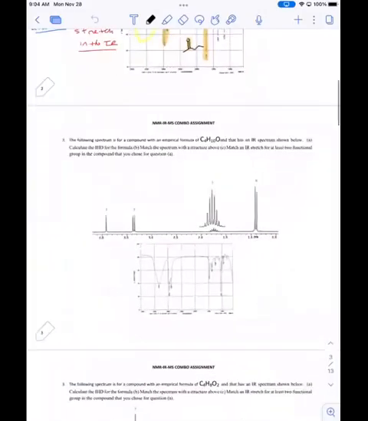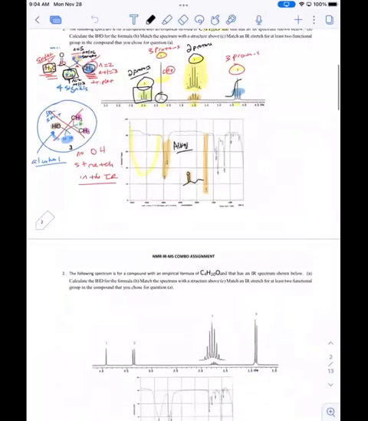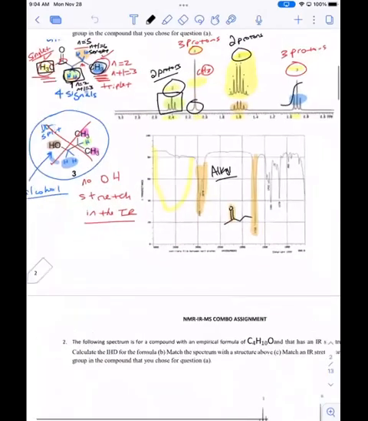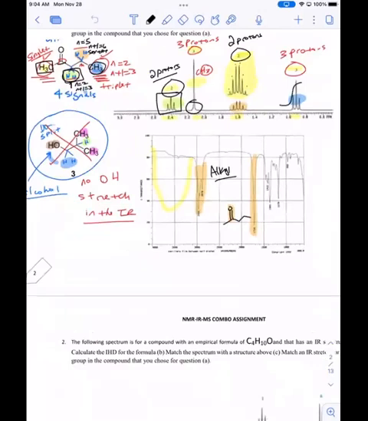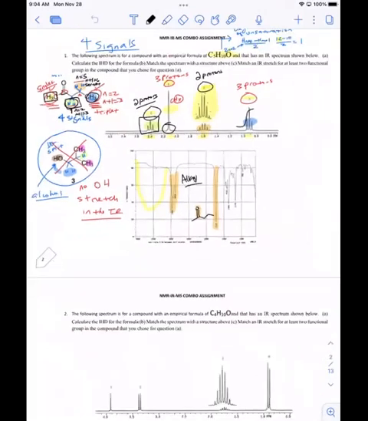All right, we're going to go back to here. The last example that we solved, we looked at the spectrum. We also looked at the infrared. And based on those two things, we were able to determine which structure corresponded to that spectrum. So we're going to do the same thing down here.